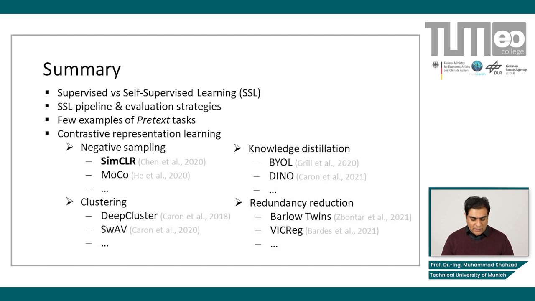So with this, I would like to conclude and summarize. What we have seen in this video is what supervised learning is, how it compares to self-supervised learning, what the general pipeline of self-supervised learning is, and what the three different evaluation methods are. For example, we could evaluate using k-nearest neighbors, linear probing or fine-tuning. We saw a few examples of pretext tasks, and I gave you an introduction to contrastive representation learning, where I went into more detail on the SimCLR algorithm.